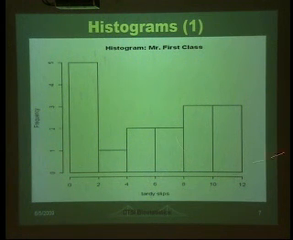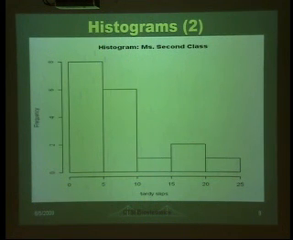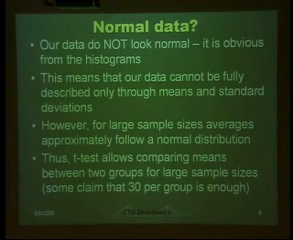Okay, so these data do not look normal. If you look at second class, our data are not normal again. So we don't have this bell-shaped curve which is supposed to be seen here. And as I mentioned, these histograms show that our data are not normal. This means that our data cannot be fully described by those two parameters which I mentioned to you before. So it's mean and standard deviation.